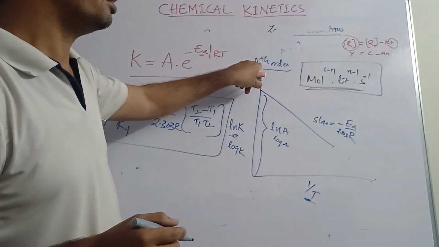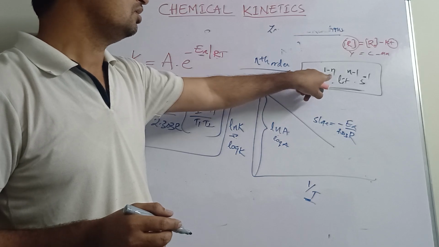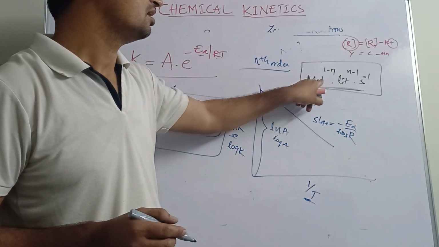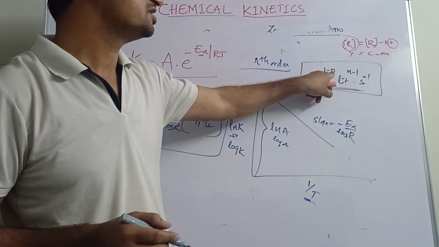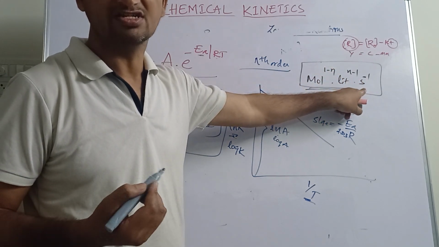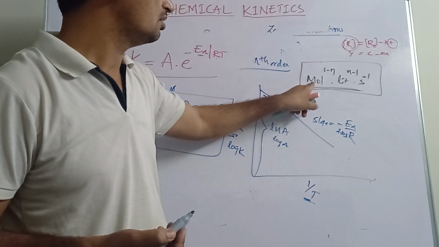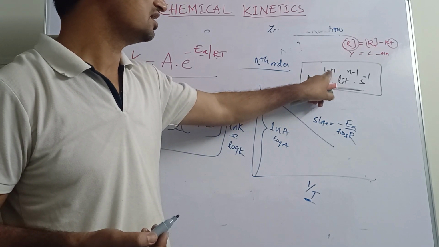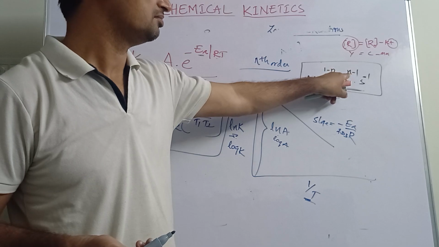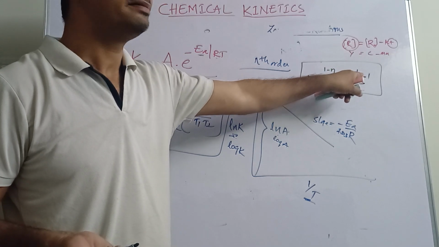If it is zero order, mole liter inverse second inverse. If it is first order, 1 minus 1 will be 0, 1 minus 1 will be 0, only time inverse, second inverse will be there. With the second order, mole inverse, 1 minus 2 gives mole inverse, liter, 2 minus 1, liter, time inverse.